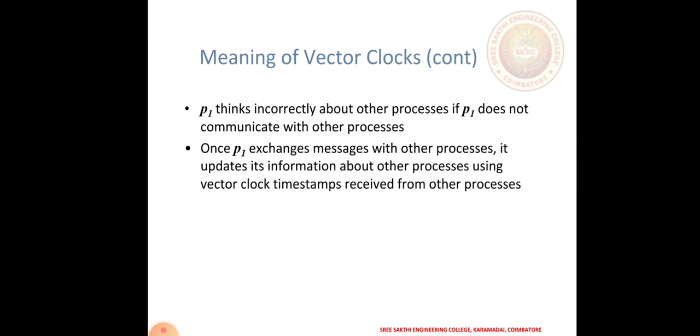When P1 exchanges messages with other processes, it can update the information about those processes using vector clock timestamping, because otherwise we cannot know about other processes. Only by using timestamping can we receive messages from other processes and communicate with each other.